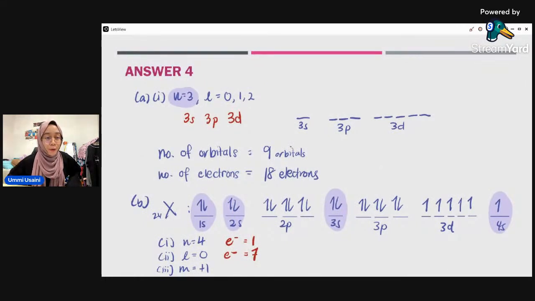So what about the last one? Miss won't tell you yet, but you can try. The last one is m equals to positive 1. So how many electrons are there when m is equals to positive 1? Just try this one without Miss explaining anything.